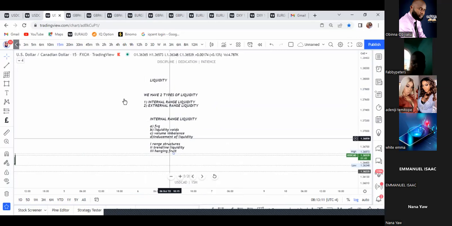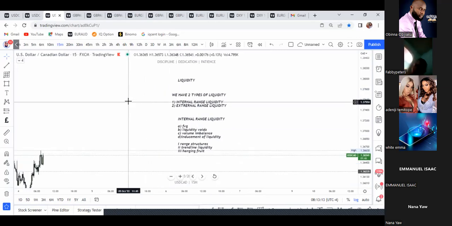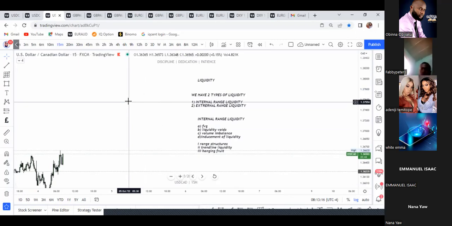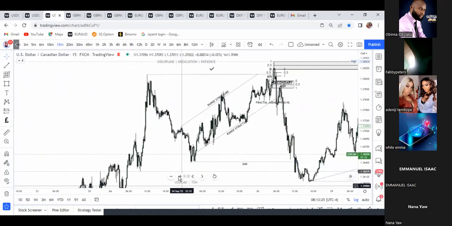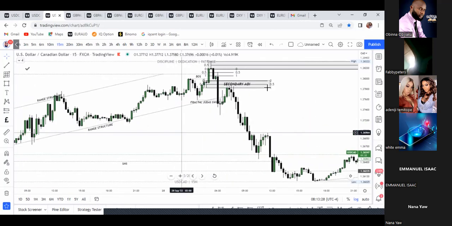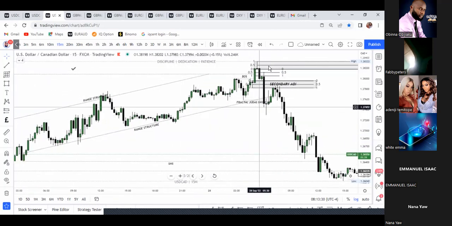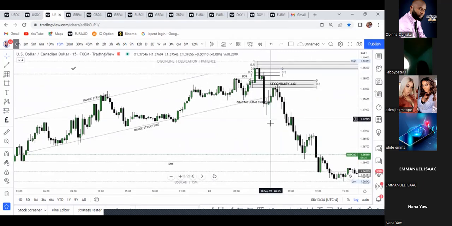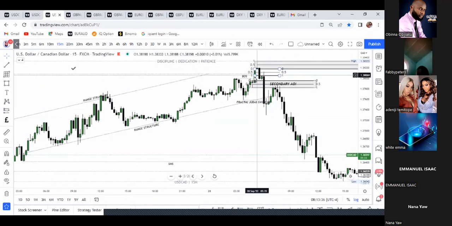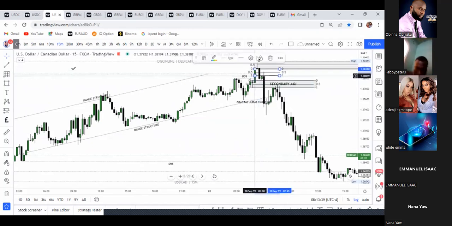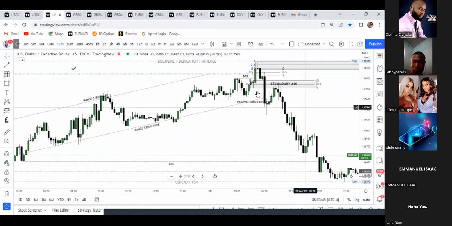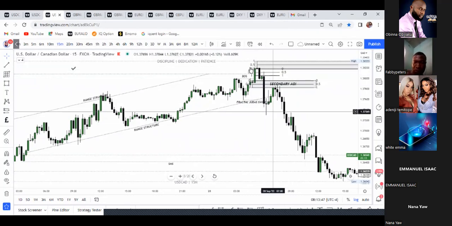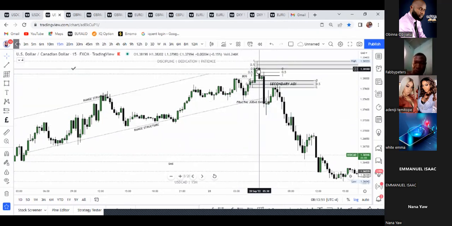Now, what is a fair value gap? A fair value gap is an imbalance, and it is caused as a result of price leaving a particular zone quickly without pricing that zone properly, thus leaving missing data. When price leaves a zone quickly as a result of massive momentum without properly pricing that zone, a gap is formed, causing missing data.